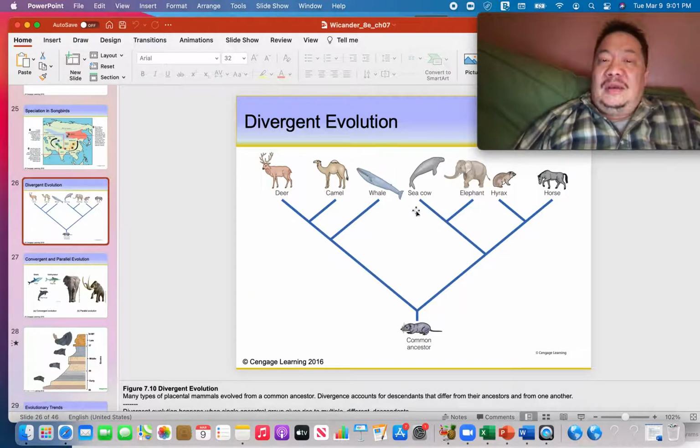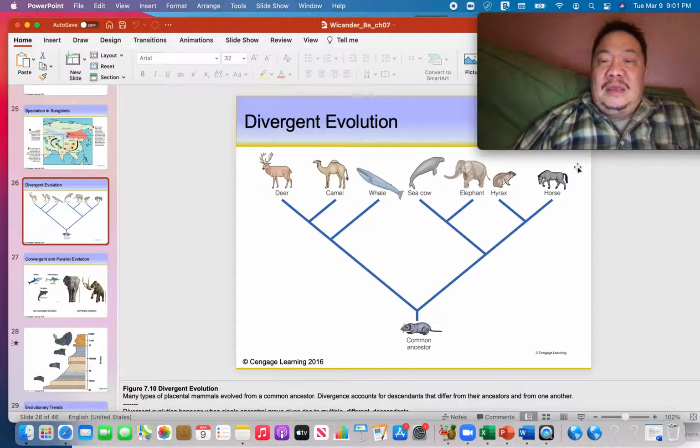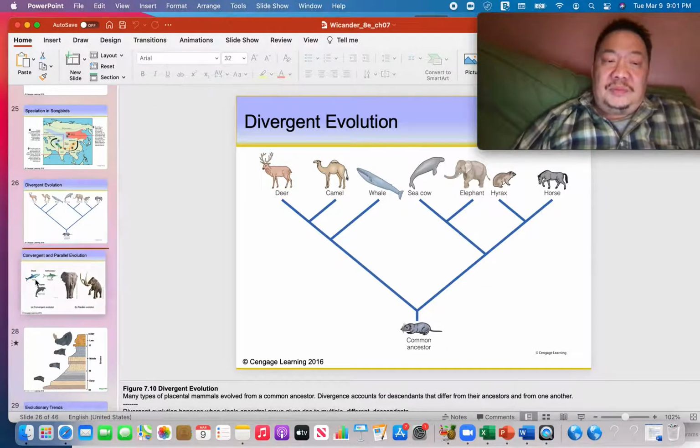Okay, so divergent evolution can be shown by this cladogram, where many species come from one common ancestor. We call that divergent evolution, where many different species or genuses come from more ancient common ancestors. That's divergent evolution. Okay, let's talk about the next one.